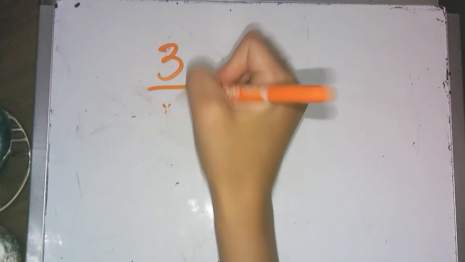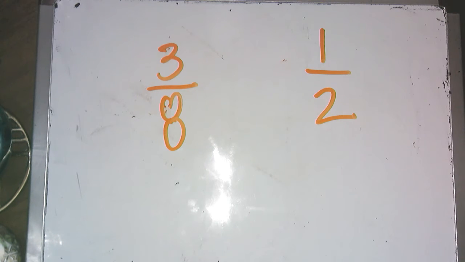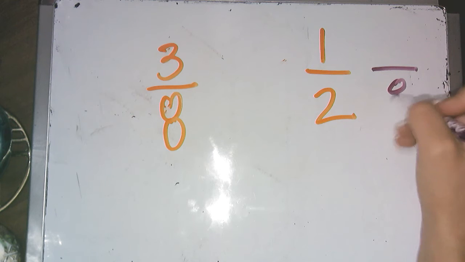So here's another example. We have 3/8 and 1/2. So I need to figure out how to create a common denominator to compare these. So I know I can do something to 2 to make it into 8.